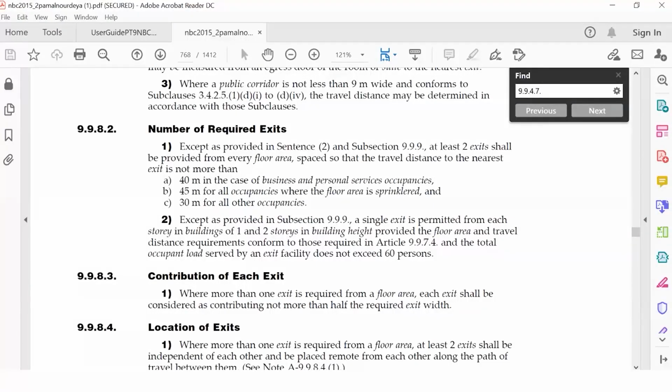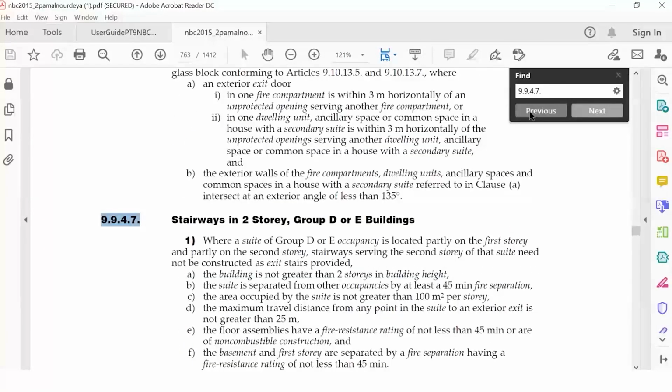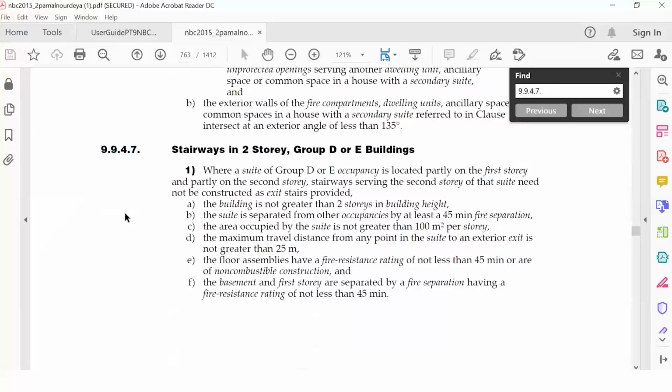9947, you said? Yes, 9947. Okay, this one. Stairways in 2 stories, group D or E buildings.